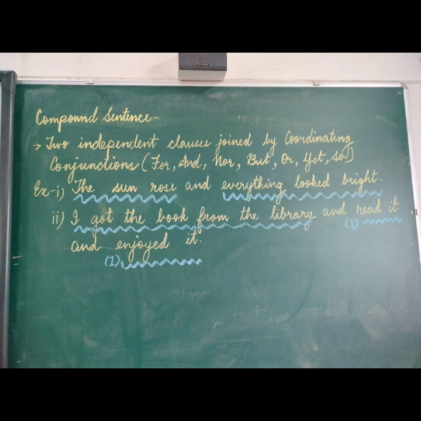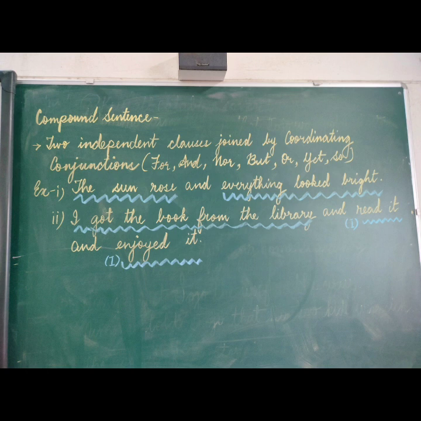The first example is: the sun rose and everything looked bright. Now see, there are two clauses, two independent clauses. The sun rose, this can also exist independently, and everything looked bright, this can also exist independently. Neither of them is dependent on the other one. Fine. So the sun rose is a main clause and everything looked bright is also a main clause, and both of these clauses are joined by the coordinating conjunction and. So this sentence is a compound sentence.